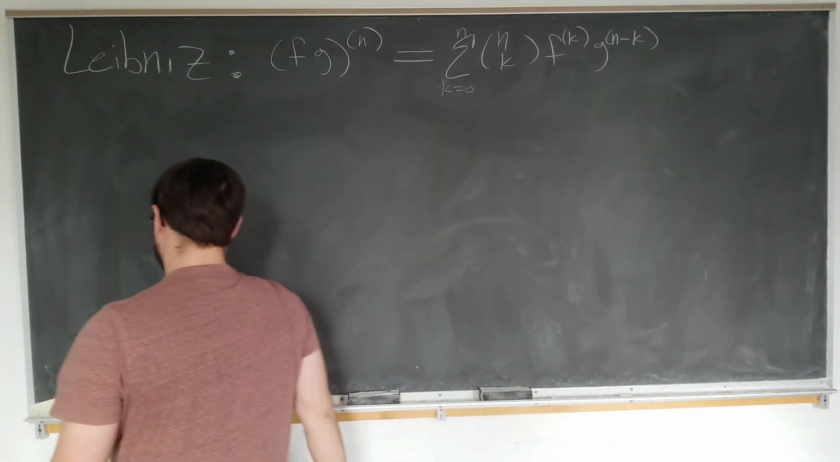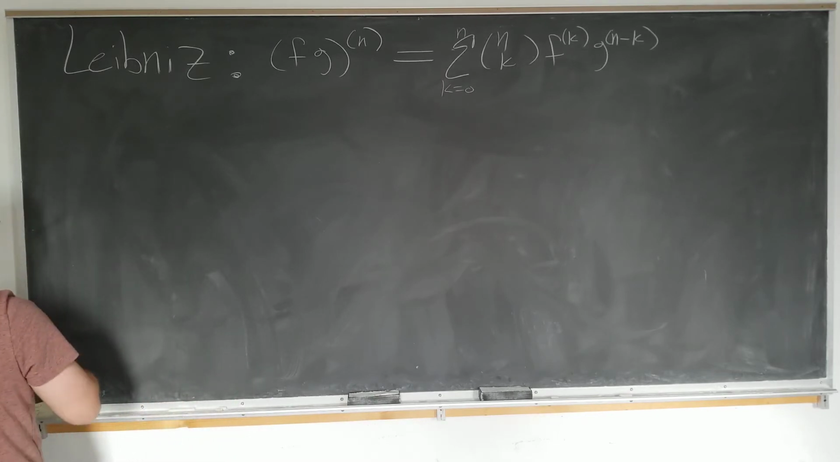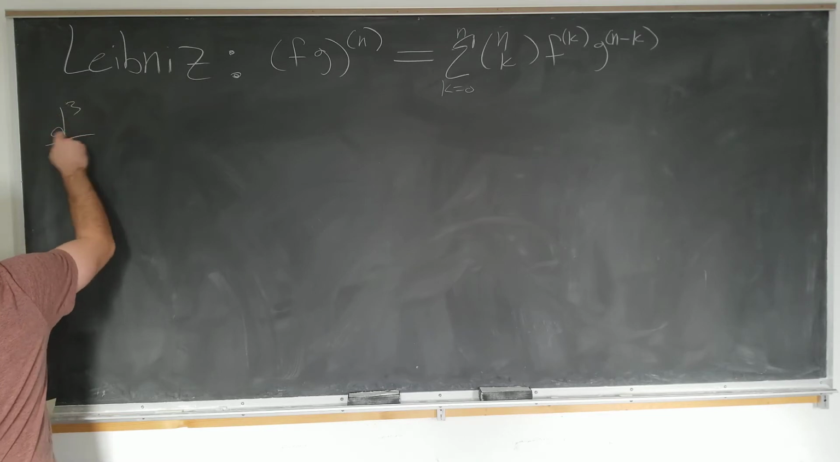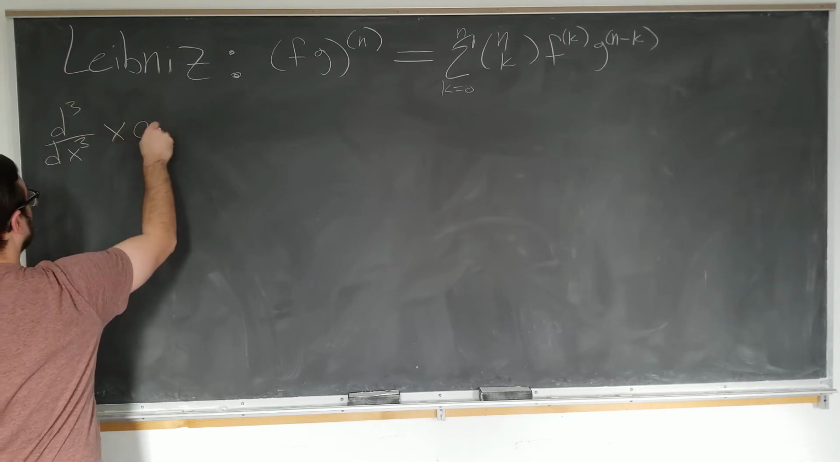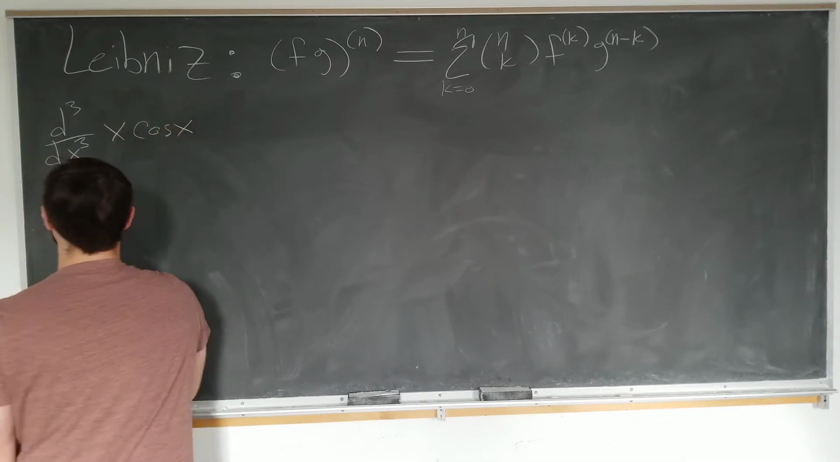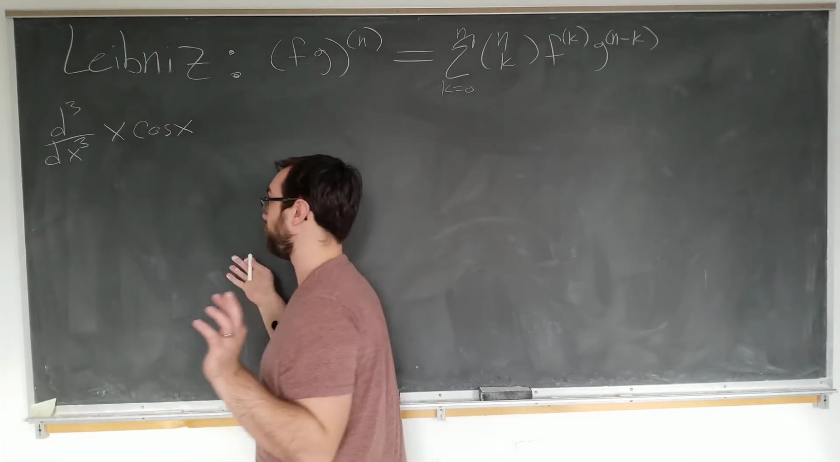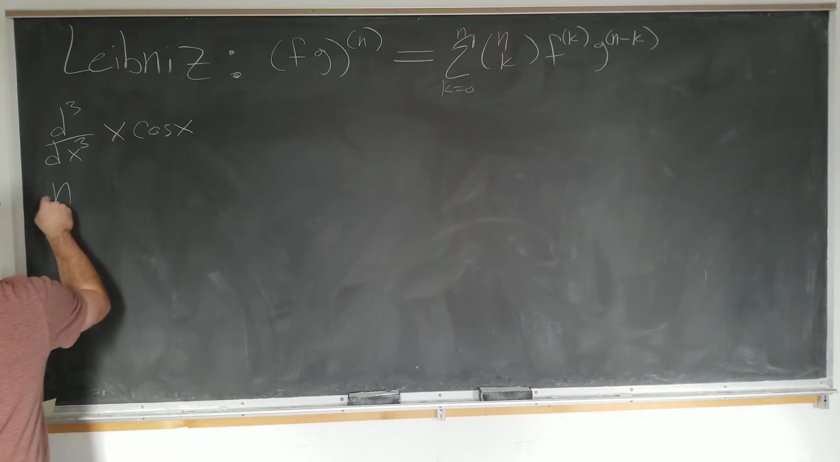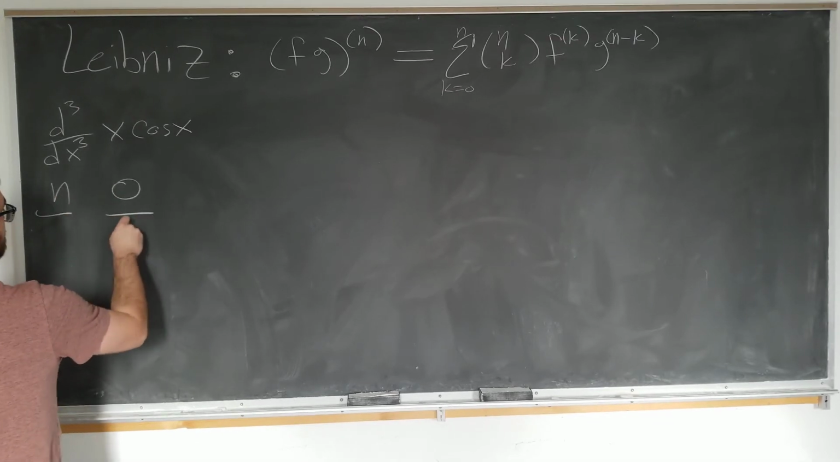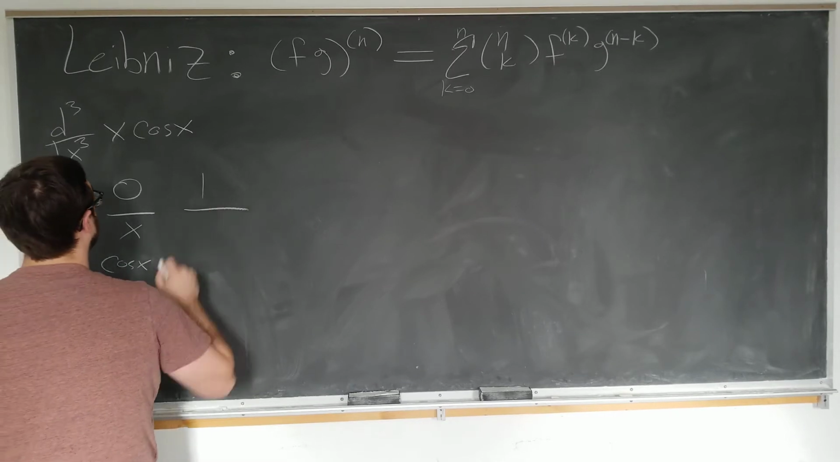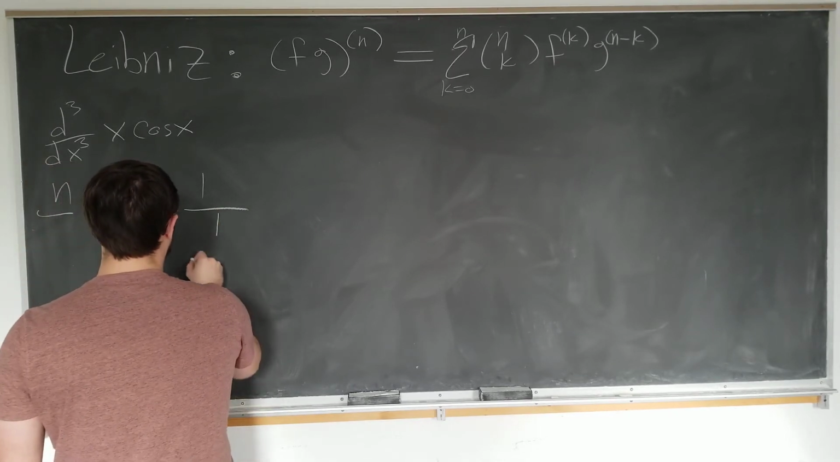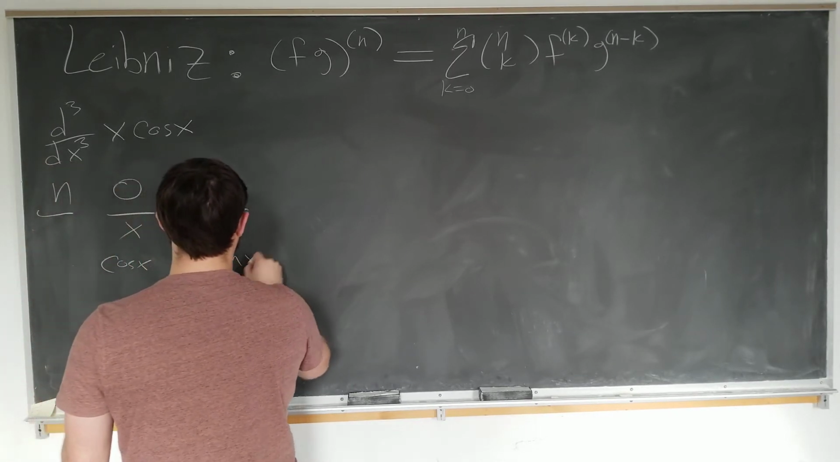Okay. Next example is the following. The third derivative now of x cosine x. Okay, let's make the table just like before. Not very hard. n, 0, x, and cosine x. 1, it's going to be 1 and minus sine x.